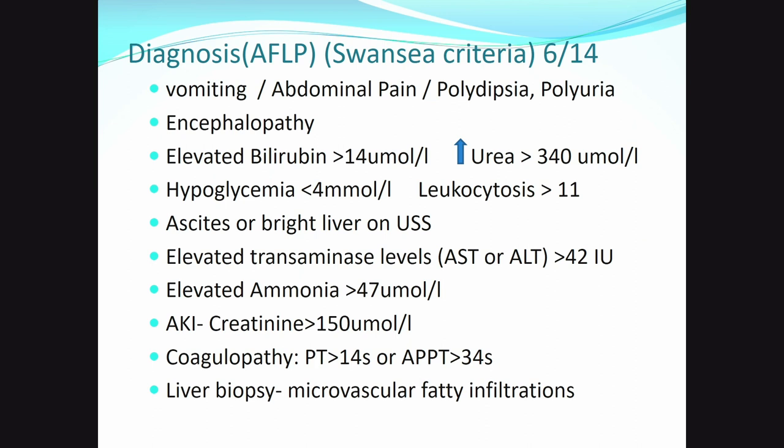For the diagnosis of acute fatty liver in pregnancy, there are criteria, like symptoms such as vomiting, abdominal pain, polydipsia, and features of liver failure like encephalopathy, high bilirubin level, hypoglycemia, ascites, high liver enzymes, high ammonia, etc., and coagulopathy, and features of liver and kidney failure with elevated blood urea and elevated creatinine level. The gold standard of diagnosis is the liver biopsy, which we don't do commonly.